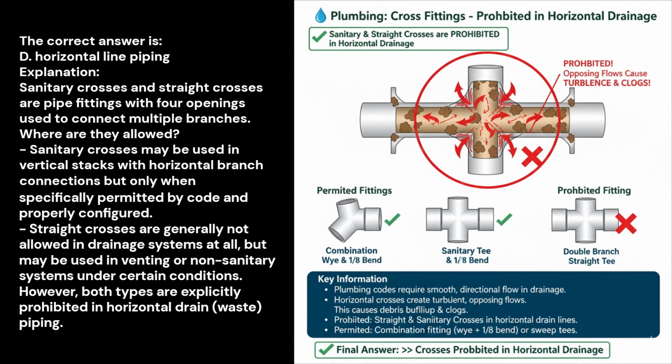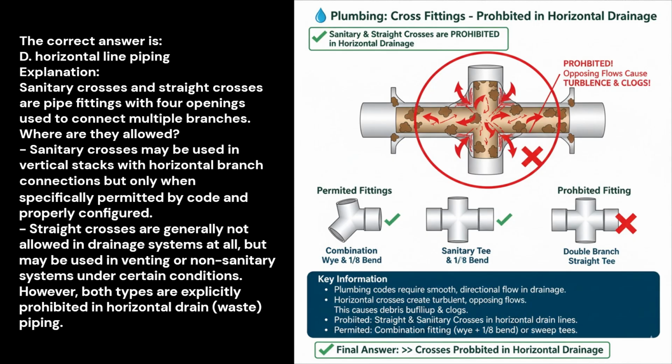Horizontal line piping. Explanation: Sanitary crosses and straight crosses are pipe fittings with 4 openings used to connect multiple branches. However, plumbing codes, such as IPC and UPC, prohibit their use in horizontal drainage piping due to hydraulic and sanitary concerns. Why are they prohibited in horizontal drainage?